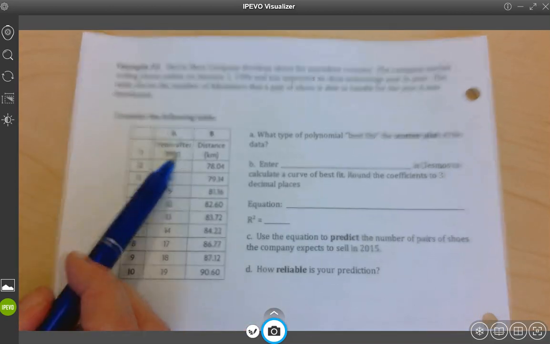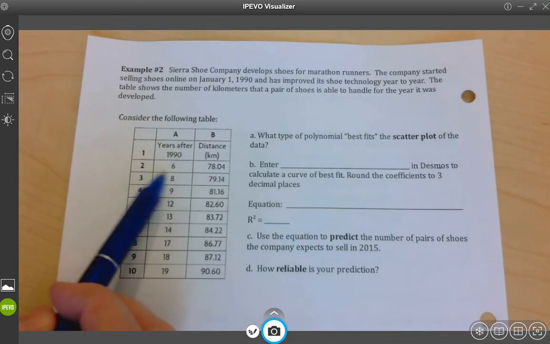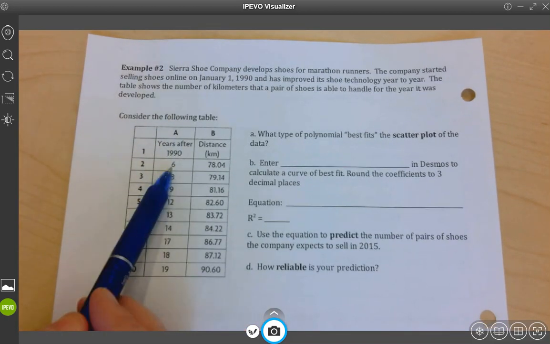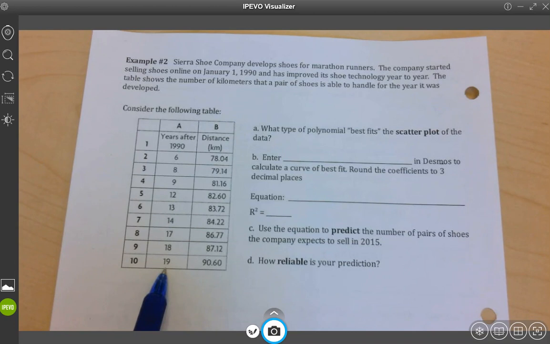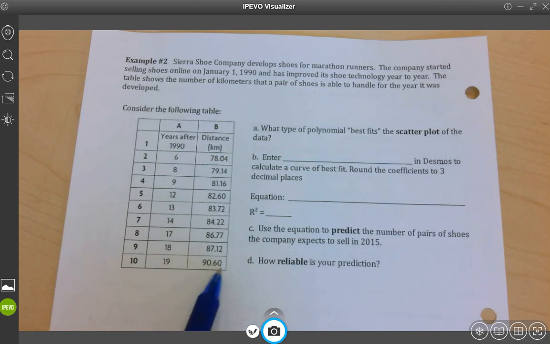So years after 1990 is your A value. So 6 would be what year? 1996. Good. 19 would be what year? Close. 2009. Yeah, 2009, right? Would be 19 years after 1990. And these are the kilometers a shoe can handle.